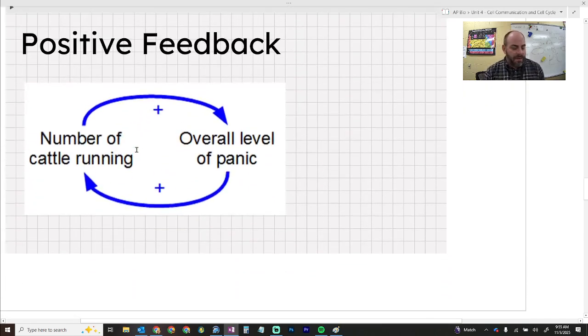A positive feedback loop is where the process or the product of the process makes the process happen more, right, where the control mechanism amplifies the original stimulus. The stampeding cattle is the way that I've understood this always, or the initial way that I got it, and I think it's a great way to teach it.